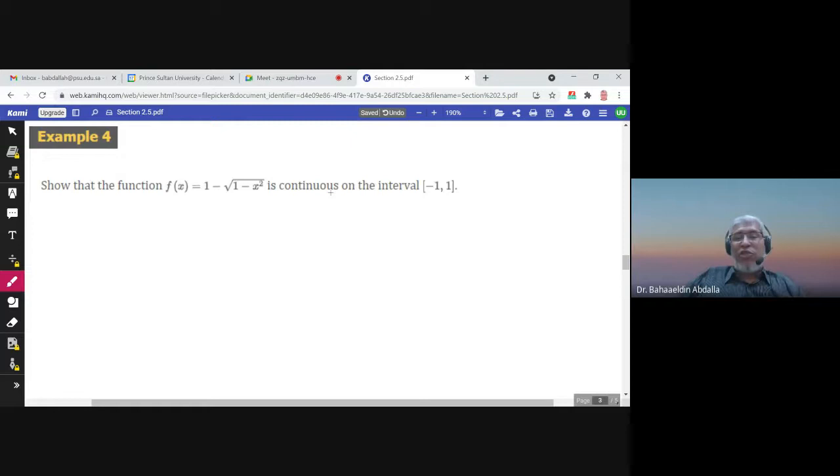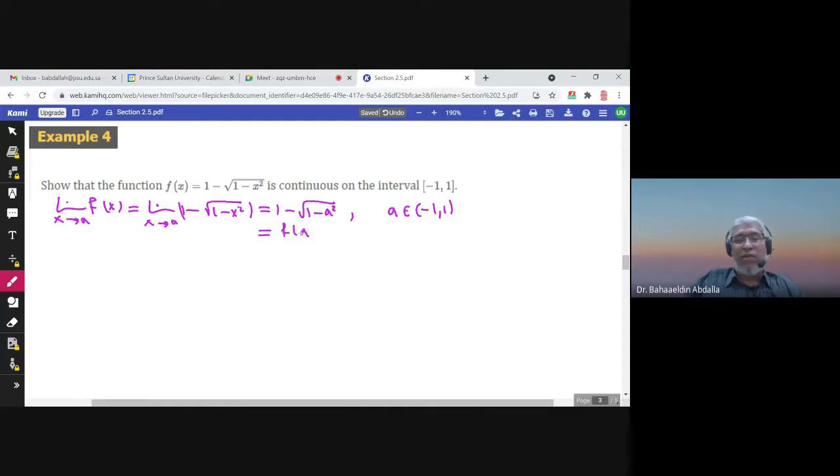Show that this function is continuous on the interval -1 to 1. Well, the limit of f of x when x approaches a, where a is any number between -1 and 1, is equal to the limit of 1 minus square root of 1 minus x squared when x approaches a, and this equals 1 minus square root of 1 minus a squared, and this is f of a. So it's continuous everywhere inside this interval.